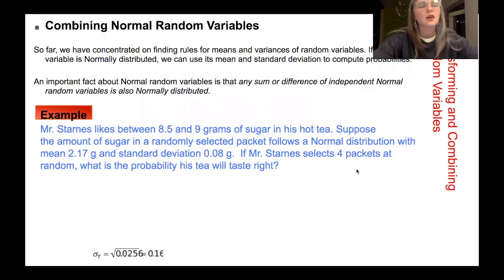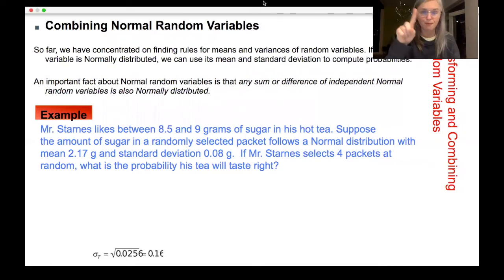So far we've concentrated on finding the rules for means and variances of random variables. So that's kind of what we just talked about. If it's normally distributed, we can use mean and standard deviation to compute probability. So we have talked about this before. You're going to need to go to your calculator. An important fact about normal random variables is that any sum or difference of independent normal variables is also normally distributed. So even if it's a random variable, if it's normal, we can use all of our normal distribution things that we have in your calculator with the normal curve.